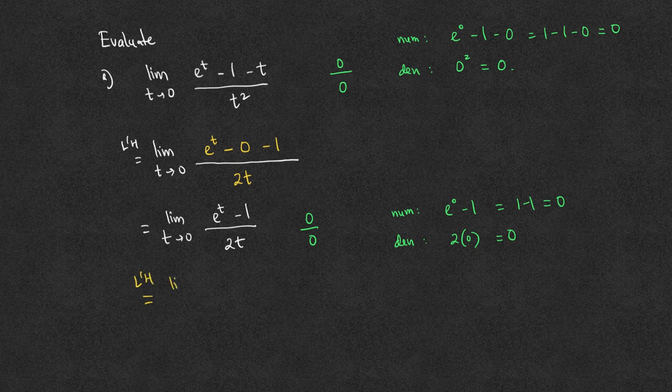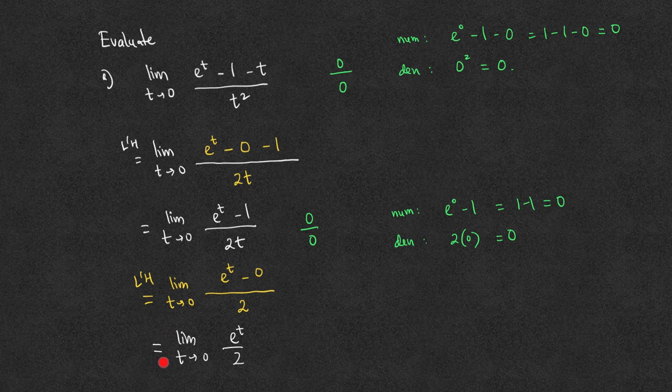Using L'Hopital's rule again, this is a new problem. So we differentiate the numerator and the denominator separately. In the numerator, the derivative of e^t is e^t, minus the derivative of 1, which is 0, and in the denominator, the derivative of 2t is 2. We then simplify this as always. The limit as t goes to 0 of e^t over 2.